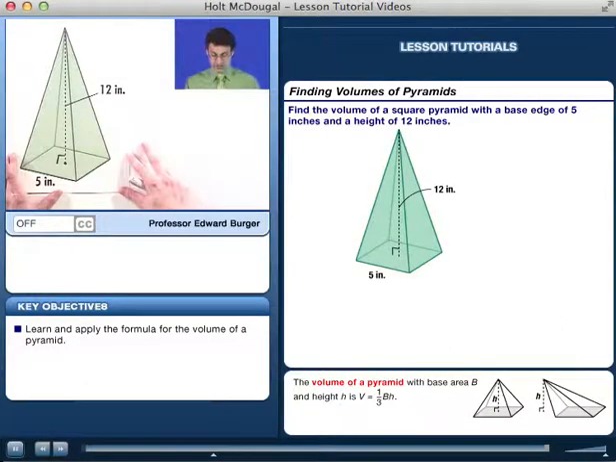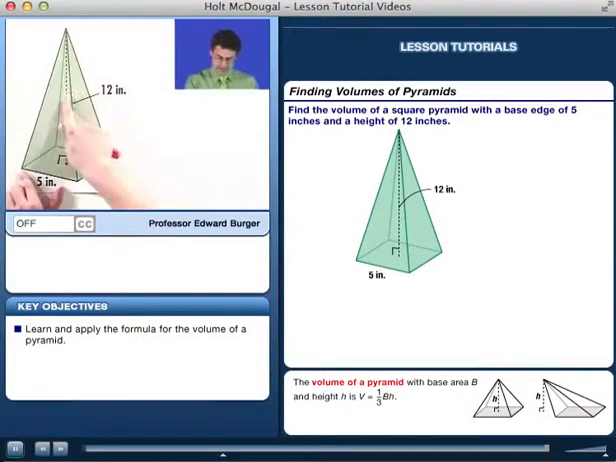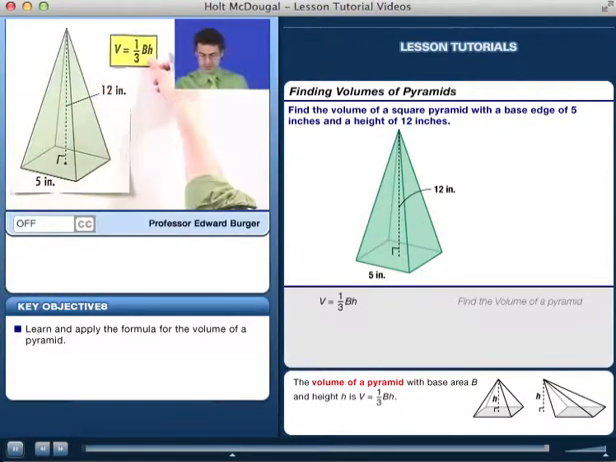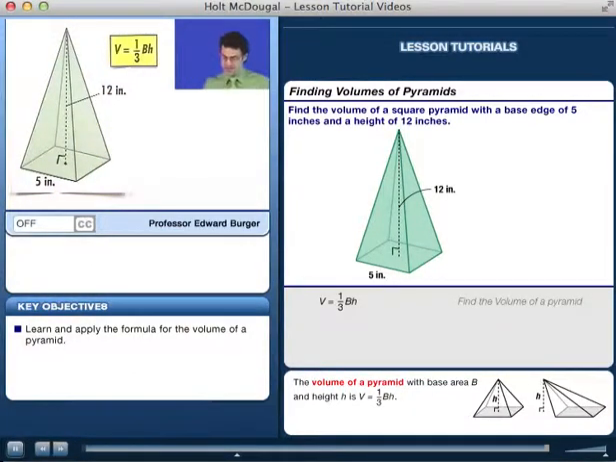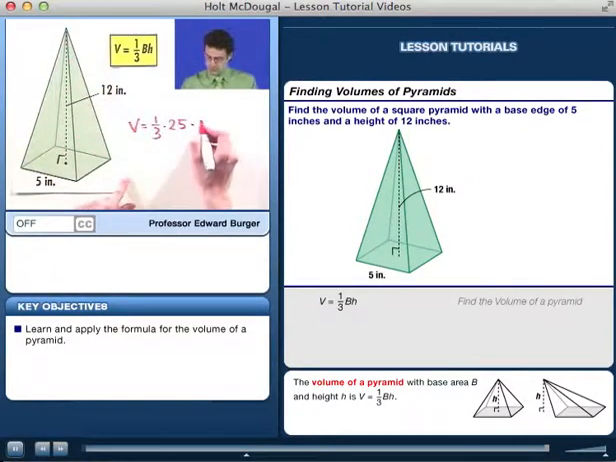So here we're told that we have a square pyramid. So that means that here the base is a perfect square. We're told that this represents the height. We have this right angle here from the center. We see that's 12. And the question is, what's the volume? Well, we know how to find the volume. It's just 1/3 the area of the base multiplied by the height. What's the area of the base? Well, it's a square, so it's 5 squared. So the volume will be 1/3 times 25 times the height, which is 12.